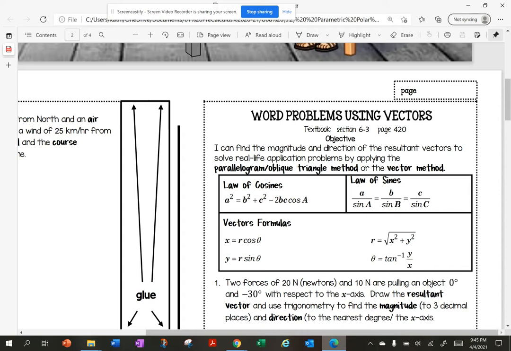If we're using the parallelogram method or the oblique triangle method, we're going to use the law of cosines and law of sines. If I'm going to use the vector method, I'm going to use the formulas for x, y, r, and theta.